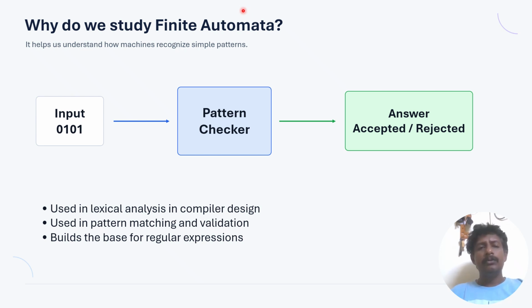So finite automata give that method. You can think of it like a pattern checker. We give some input string. The automaton reads it symbol by symbol. After reading the full input, it gives one answer, whether it is accepted or rejected. So even though the diagrams look small, the idea is very useful in compiler design and many other areas also.